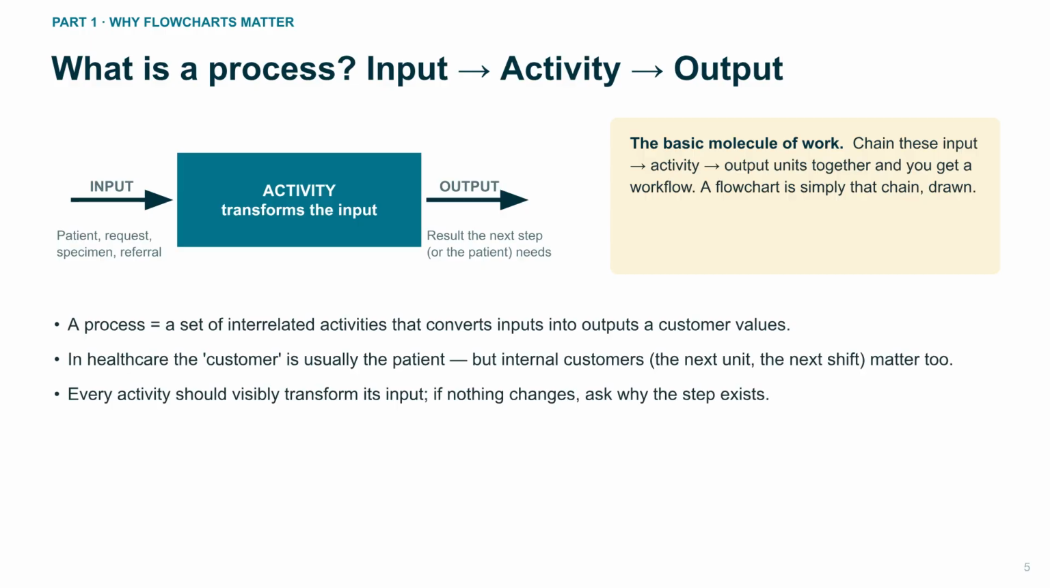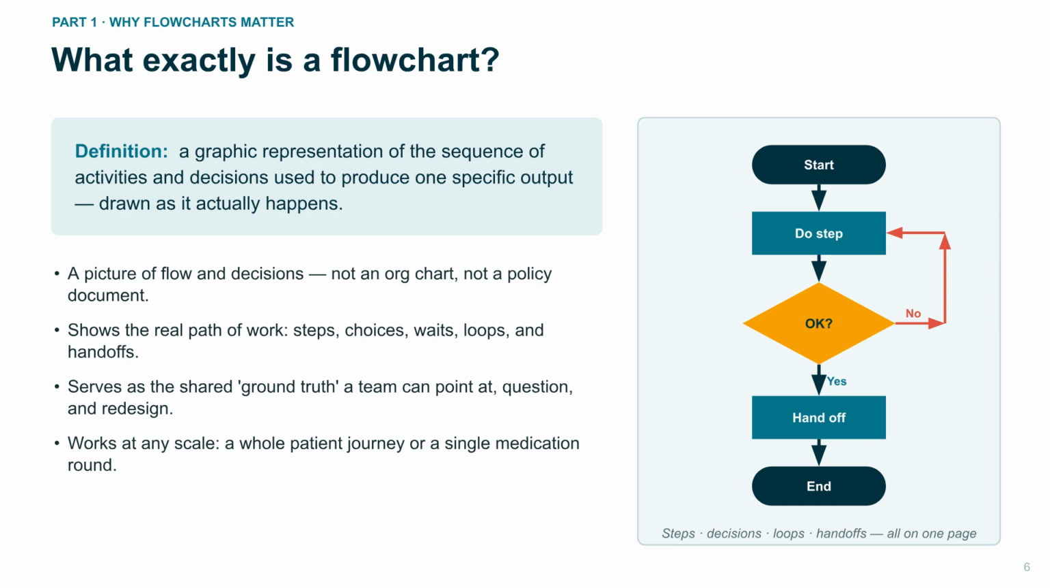A process is simply a chain of transformations, an input, an activity, and an output. Each step must visibly transform the input. If nothing changes, the step might be unnecessary waste. A flowchart is a graphic representation of the sequence of activities and decisions used to produce a specific outcome. It shows the real path of work, including choices, weights, and loops, serving as the ground truth for your team.